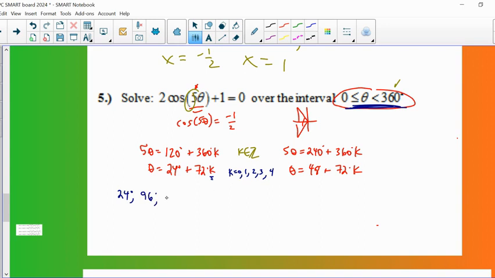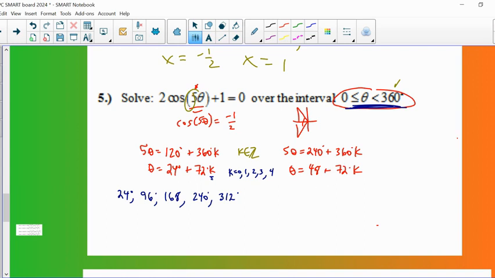When K is 2, we're adding another 72, so that's 168 degrees. And another 72, so that's 240 degrees. And then add 72 one more time, that's 312 degrees, if I did my math right. Now, if you accidentally added 72 more, you would get 384, which is 24 degrees plus 360, so we've reached our one trip around from that quadrant.